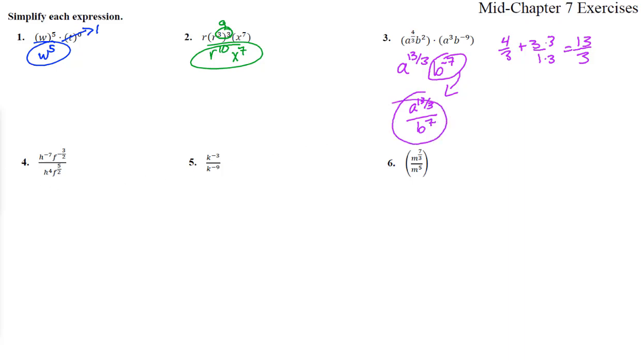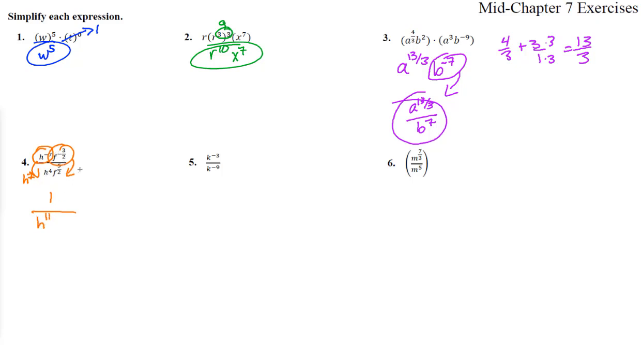All right, number 4. H to the -7, so negative moves it onto the bottom, and that's a -3/2. Is that what that is? Yeah, -3/2. We put that guy on the bottom as well. So we're going to get 1 over. There's nothing really left up on the top, so we have a 1. So we get h to the 7th, and an h to the 4th gives us an h to the 11th.